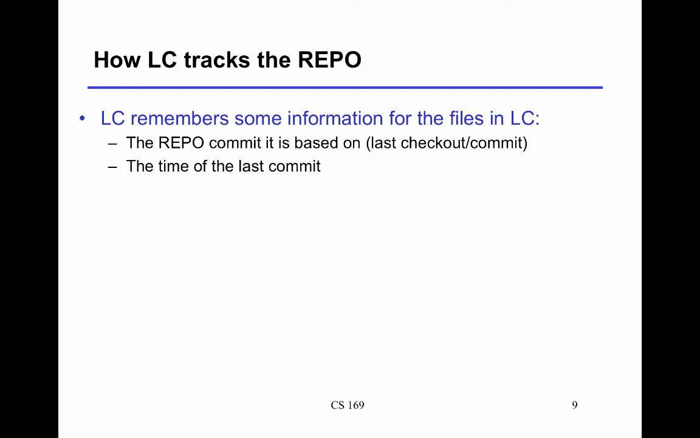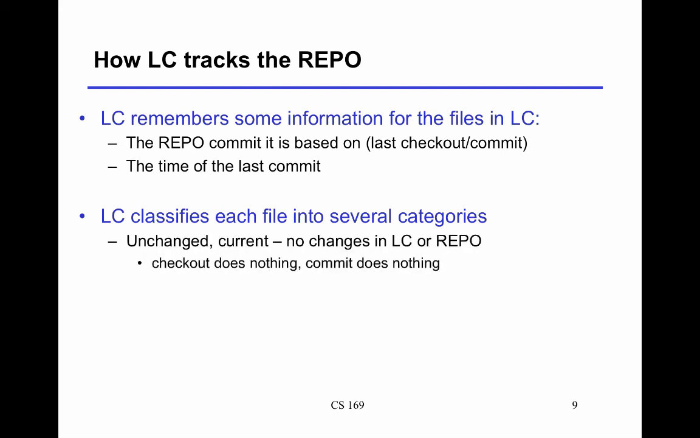So the local copy is not just a simple set of files. It also keeps track of how it relates to the repository. So typically it knows to what revision in the repository it corresponds, and the time of the last commit. And based on this, the version control system can classify every file in your local copy into 4 categories.